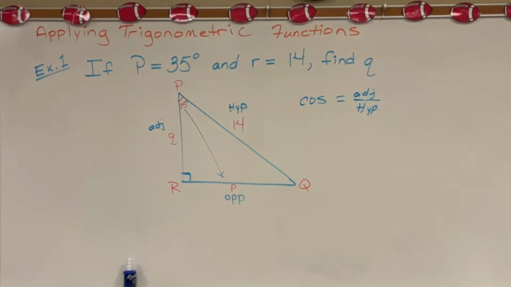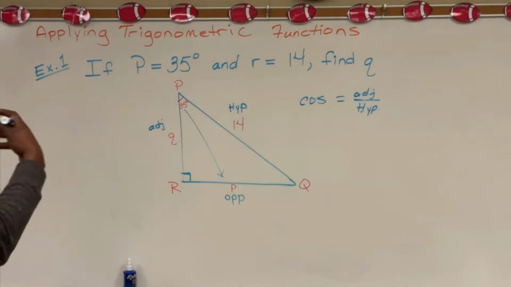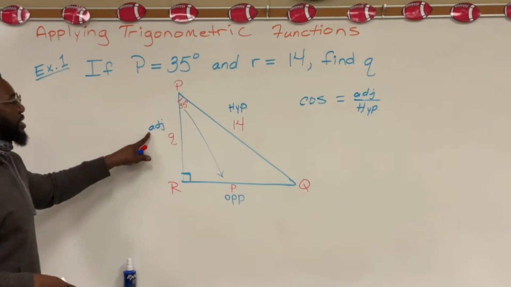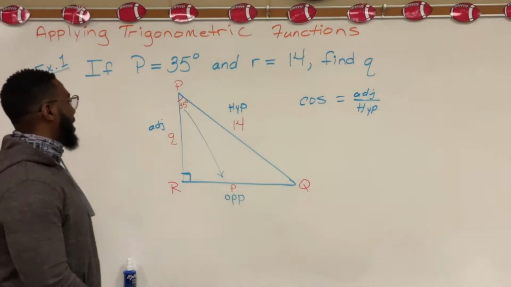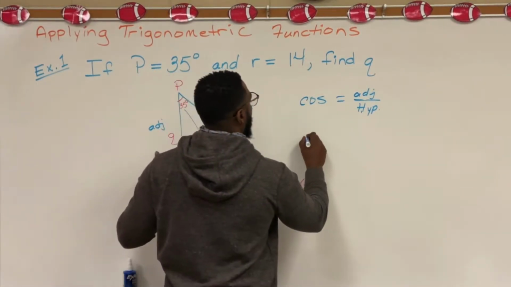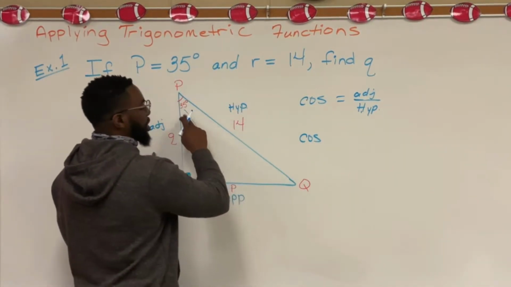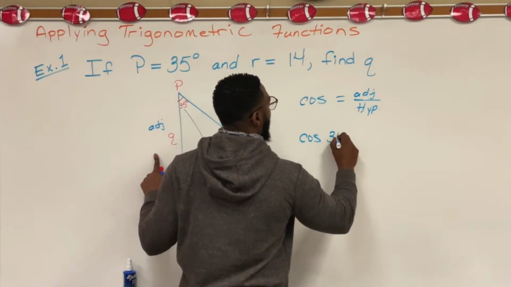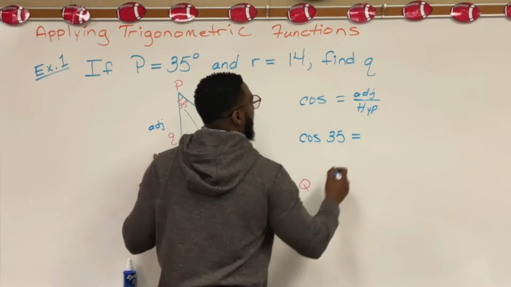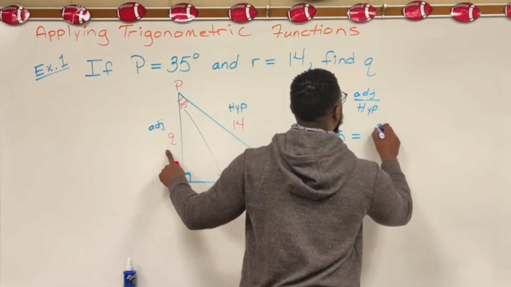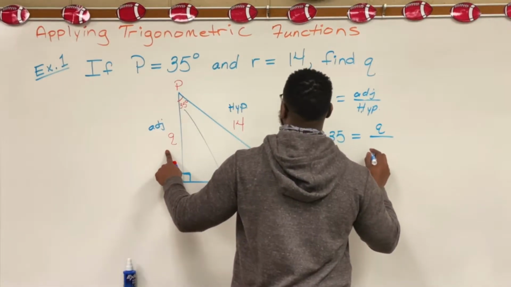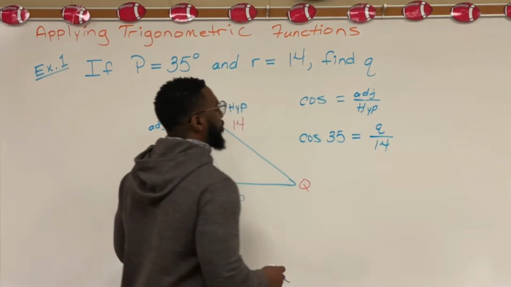The way that we know to use cosine is because we have to find Q, and they give us the hypotenuse, which is 14, and Q is the adjacent. So we use these two. All right? So now we set it up. You have cosine, we're going to use the angle, 35, equals Q over 14.